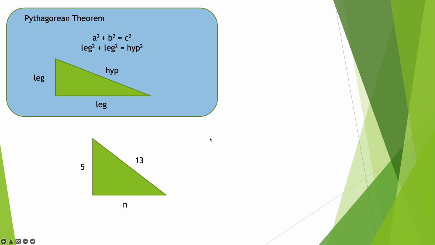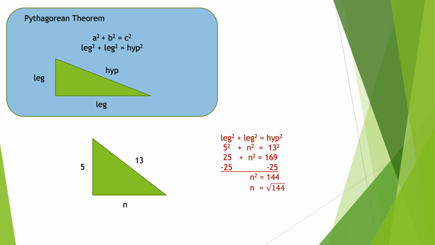Go ahead, solve. Okay, so if I go with leg squared plus leg squared is hypotenuse squared, I got 5 squared plus n squared is 13 squared. 25 and n squared is 13 squared, by the way, is 169. Subtracting the 25, I get n squared is 144. Square rooting both sides, n is 12. Okay, good. Let's go to the next one.